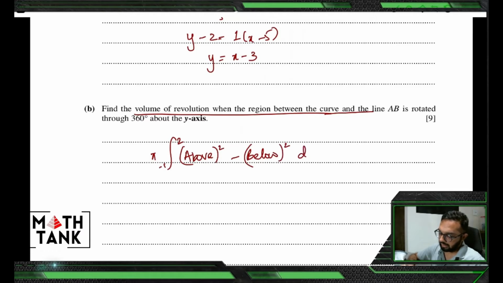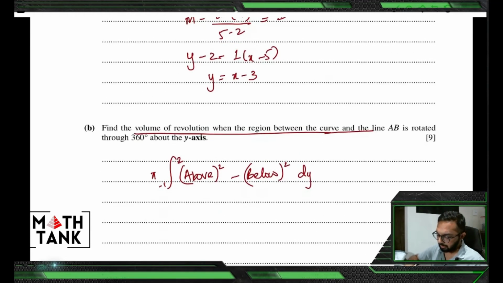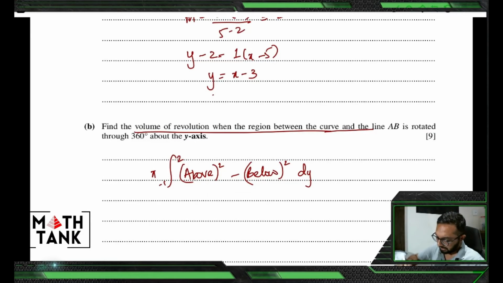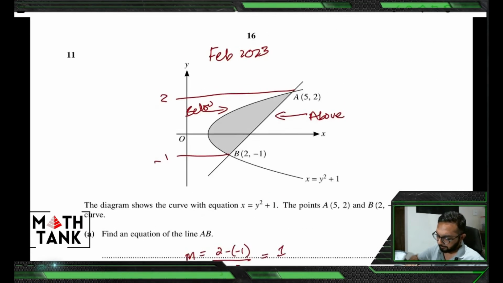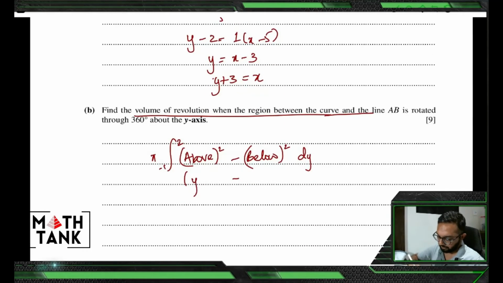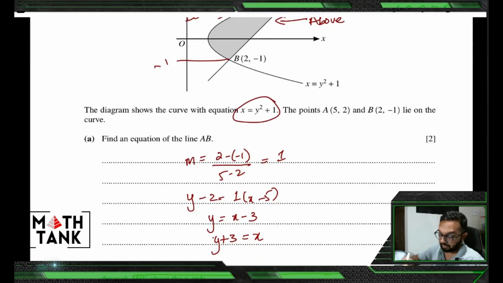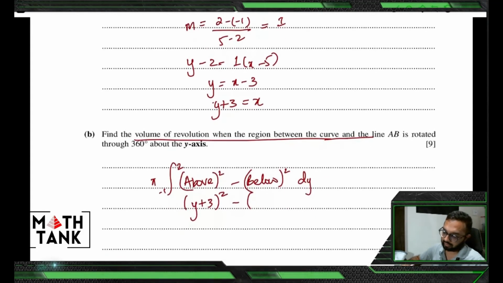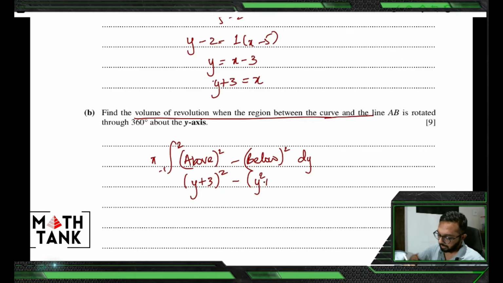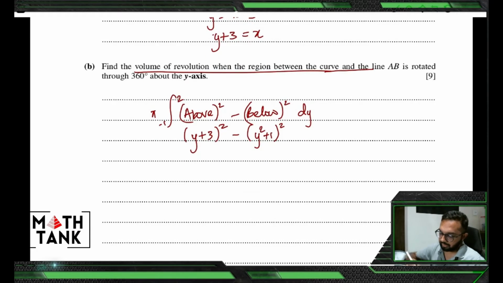Now both, and dy in this case. Why? Because I'm rotating on the y-axis. So I know I need both equations in terms of y. So the one above is basically, then again I say that this equation is y plus 3 equals to x. So I'm just going to write that the one above is y plus 3 whole squared. And the one below is the curve, the equation of the curve that's already given here, and x is already the subject. So I'm just going to say that it's y squared plus 1 whole squared. Now integrating these, I'll bring in the limits back again.